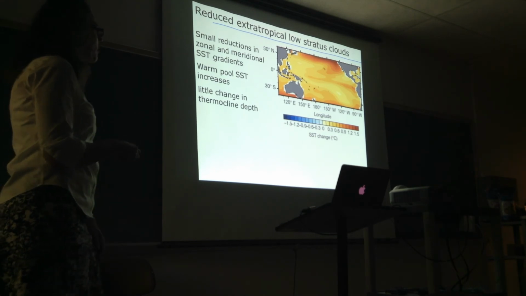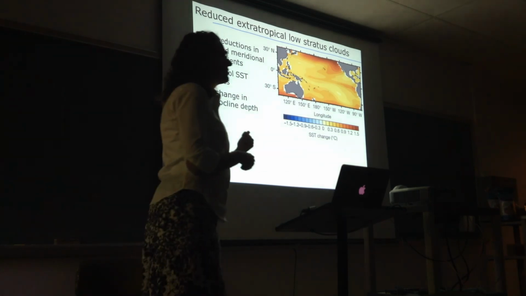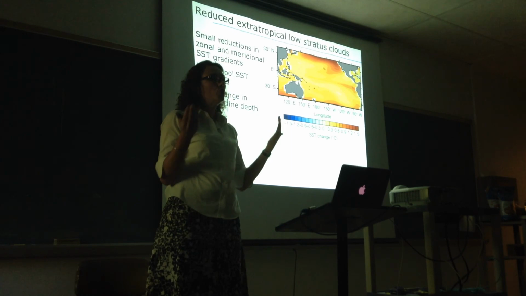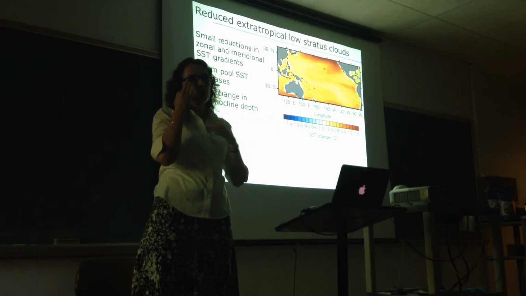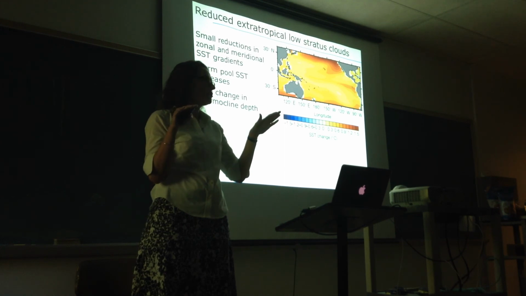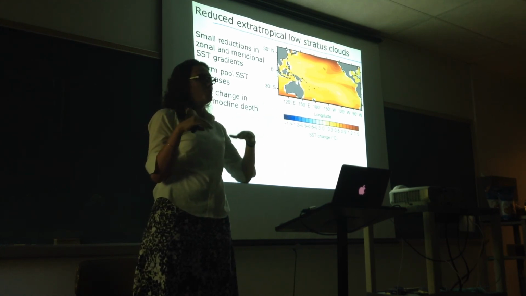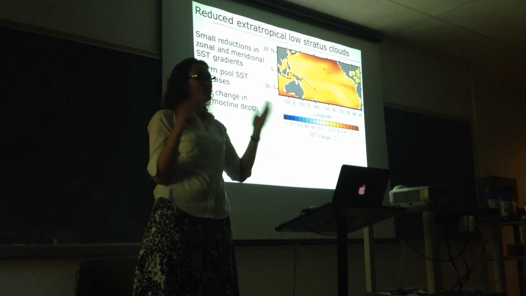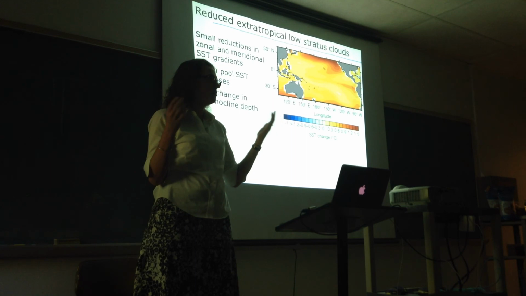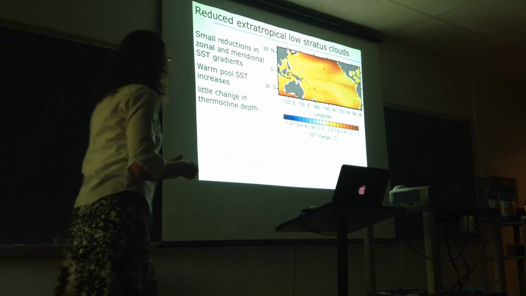Then the reduced extratropical low stratus clouds. I meant to talk about this when I showed the records of the upwelling regions. Those cool sea surface temperatures along the margin of California, where you have upwelling, are characterized by low stratus clouds, these low-level clouds that are really reflective. If you warm that temperature, you get rid of those clouds, which means that you reduce the albedo in those regions and you absorb more incoming solar radiation, and that warms the climate.